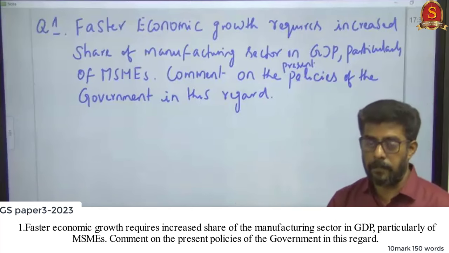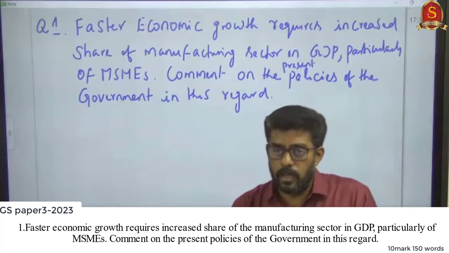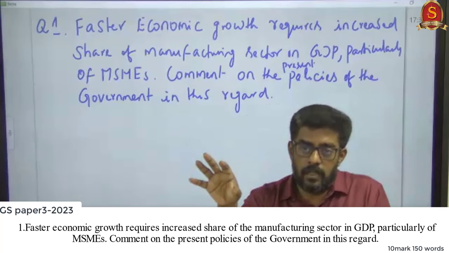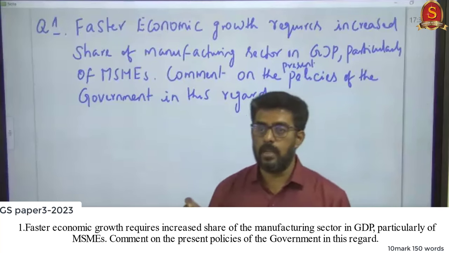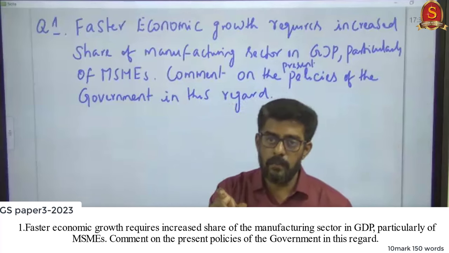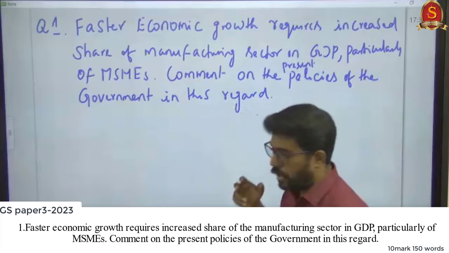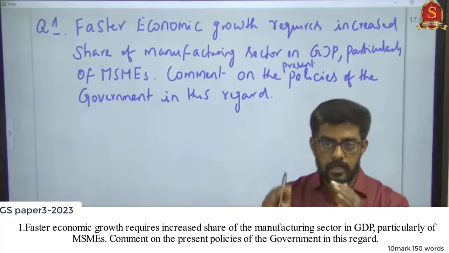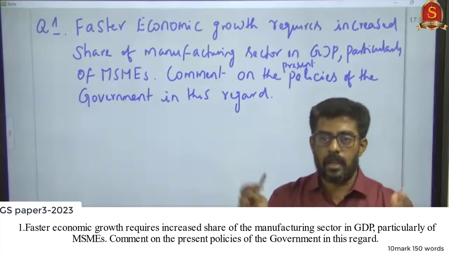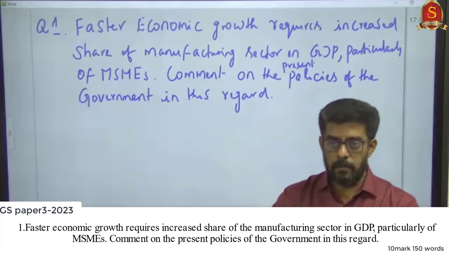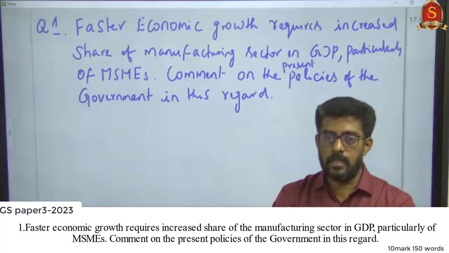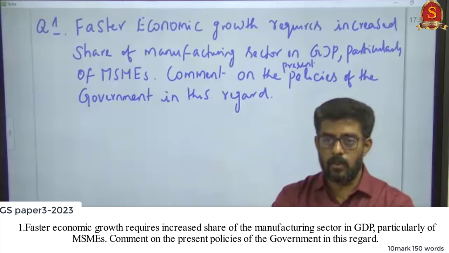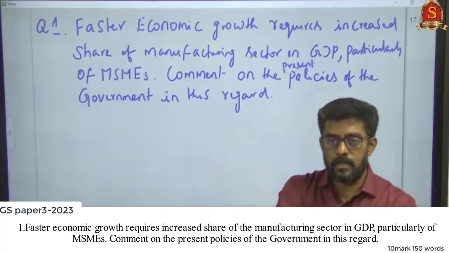So how do we approach the question? The question is very simple. We just give a small introduction about the contribution of manufacturing with respect to faster economic growth. We all know that in our country, we are getting nearer to 30% of the growth from the secondary sector. Secondary sector income comes from manufacturing, construction, mining and quarrying, and fourth, electricity, gas, water supply and other utilities. All four combined is called the secondary sector.